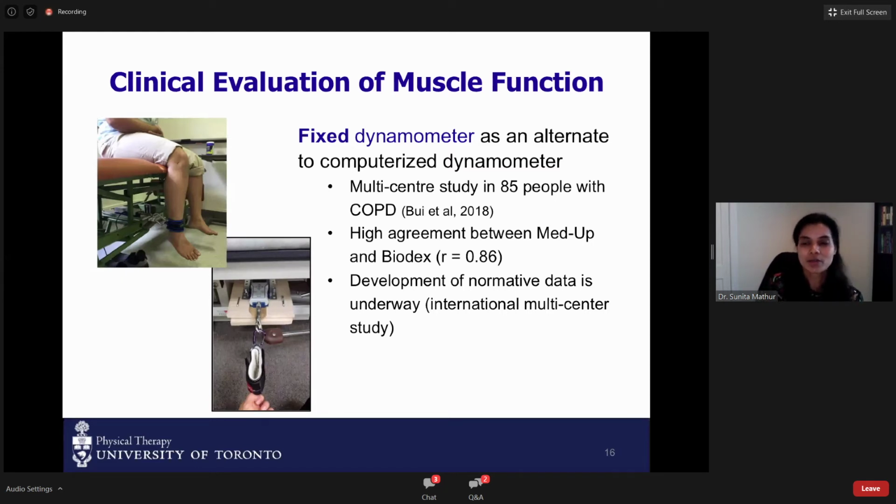So currently we're working on an international multi-center study where we're going to have over 250 healthy people to develop a normative data set using this dynamometer so that it could be more useful in the clinical setting. And it could also help us in the evaluation of sarcopenia because it could tell us if somebody's actually weak or not.